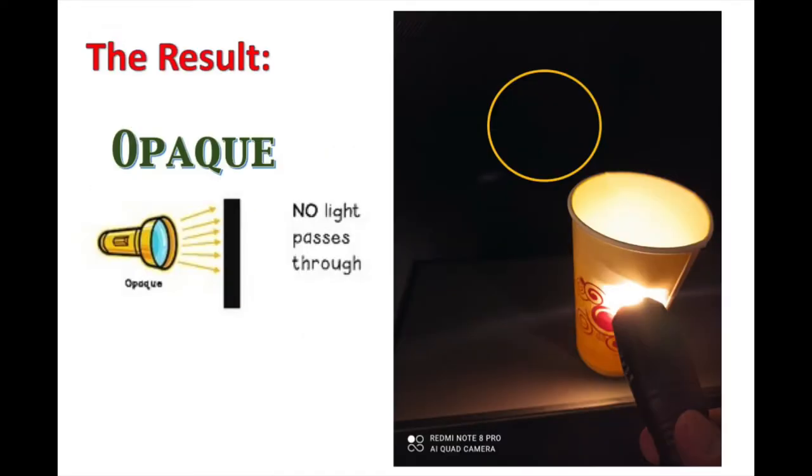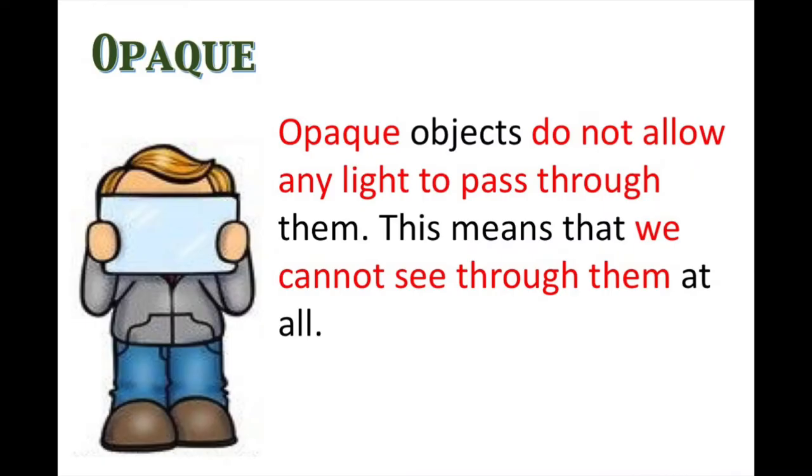Opaque objects block light from traveling through them. Most of the light is either reflected by the object or absorbed and converted to thermal energy. Materials such as wood, stone, and metals are opaque to visible light.